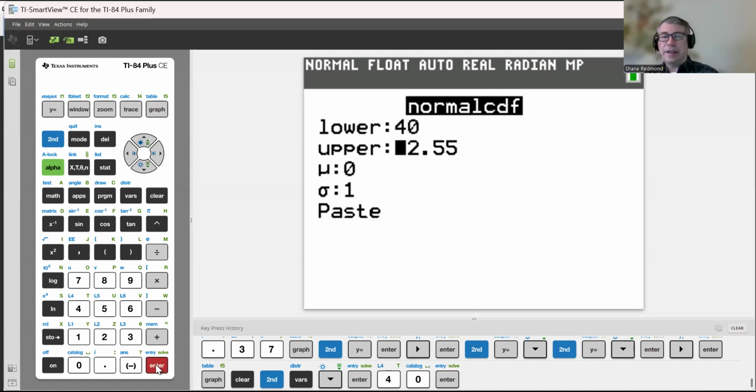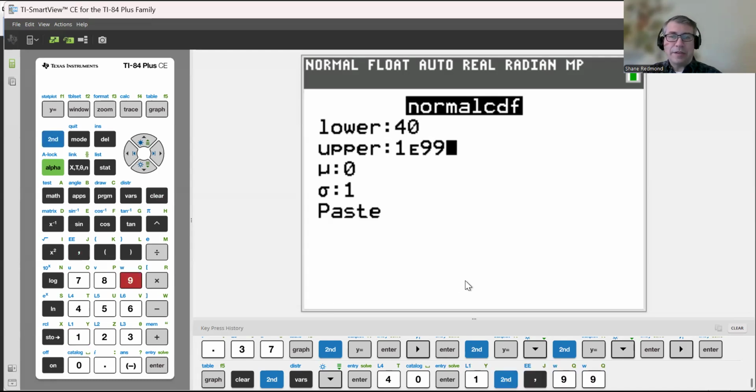The upper edge, this seemed to stretch on forever. And so we'll put in what the calculator considers a decent representative of infinity, or at least as large as the calculator can handle. So I'm going to put in 1 E99. So E is right above that comma and then 99. So this is your calculator's version of 1 times 10 to the 99th, which is about as big a value as your calculator can handle. It's a good proxy for infinity here.